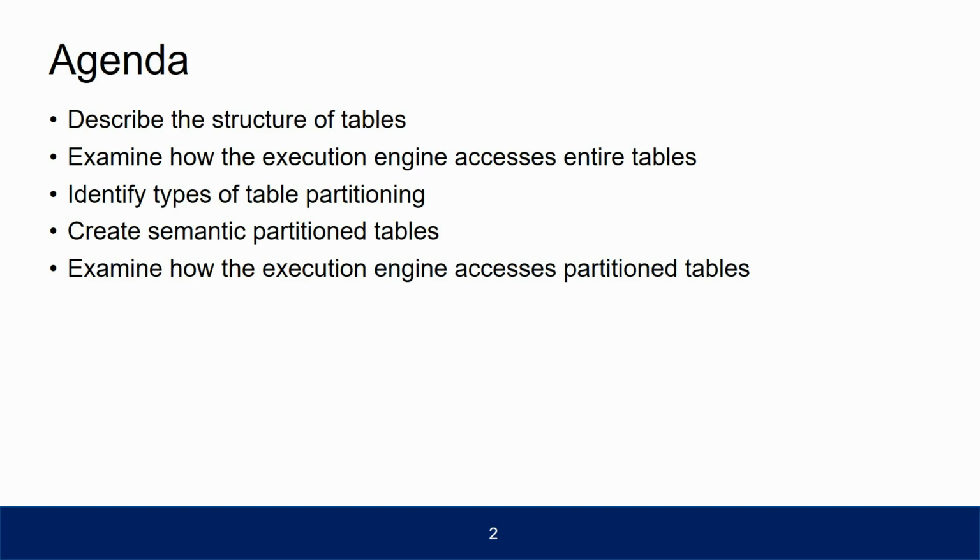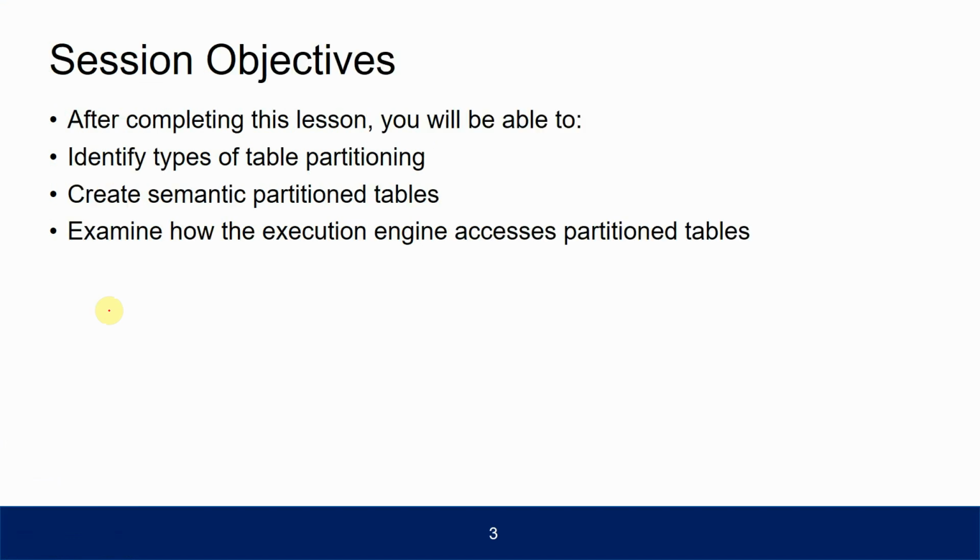This is Session 7. Agenda of the session is describe structures of tables, examine how execution engine access entire tables. That's what we have discussed. We have understood in the previous session these two parts, and this session is focused on identifying types of table partitioning, creating semantic partition tables, and how execution engine access partition tables. So the session objective is identify types of table partitioning, create semantic partitioned tables, and examine how execution engine access partitioned tables.